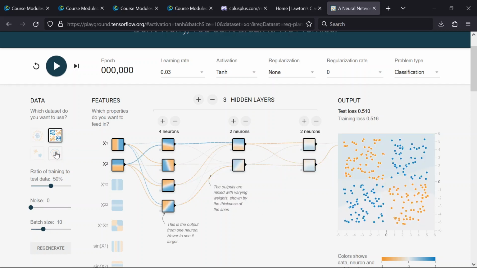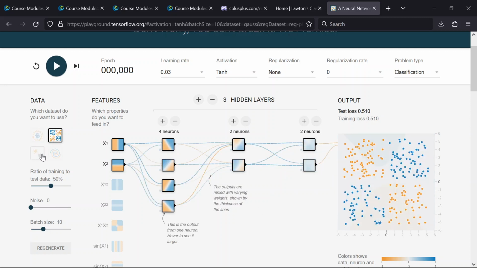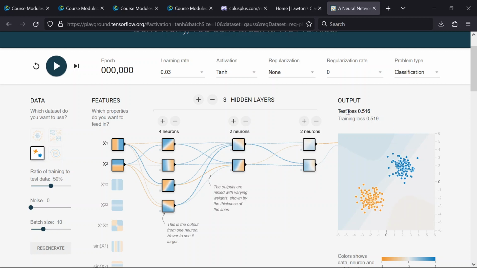You can pick any of these data sets, and you're trying to get very low loss when you press play. And you're trying to get it to discover the difference, draw the difference between the orange and the blue dots in each of these cases. Well, I got low loss on one. Try the others. That's the spiral one. Also, try and get it with the fewest number of neurons, because the more neurons, the harder this is computationally. The more it costs to run this machine learning program.